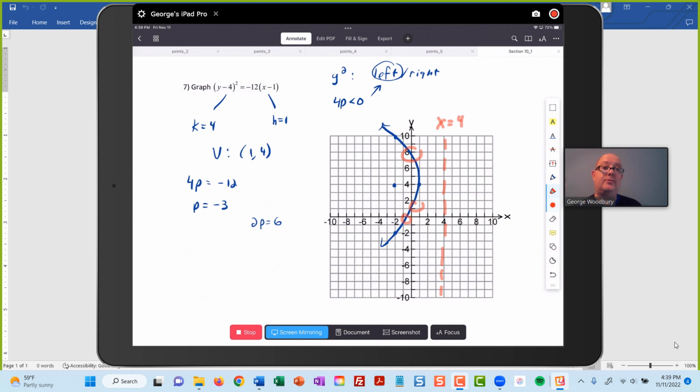All right, that's it for graphing parabolas using the geometric definition, the focus, and the directrix when the vertex is at a point other than the origin. In the next couple of videos, we're going to be working backwards. We're going to be trying to find the equation of a parabola if we know something about its graph.